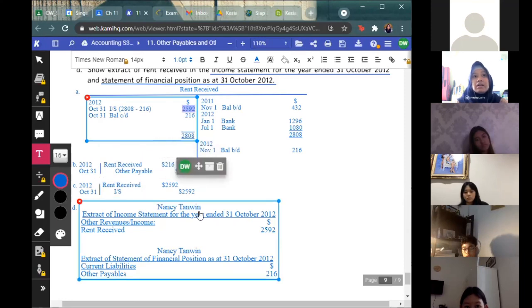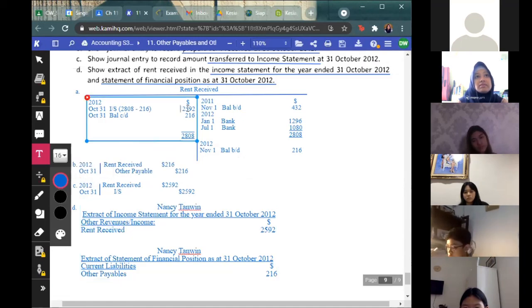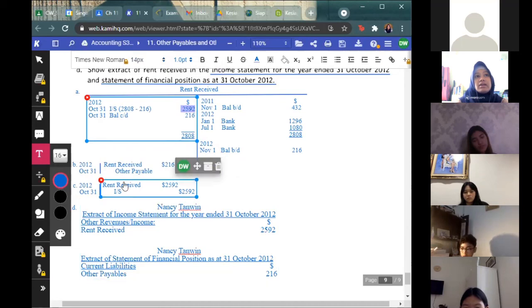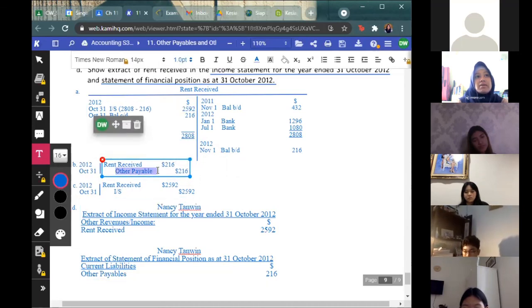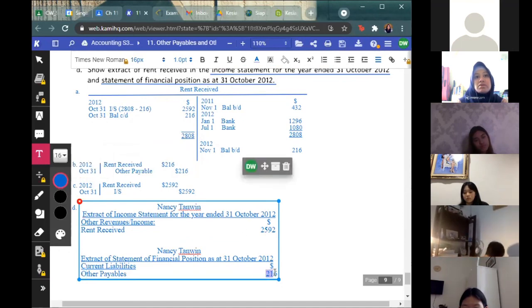Okay. Last one, since we have rent received as other revenues or income, you have to put this heading and then you put rent received. The amount will be the amount of your IS. And then since you also have other payable, in the statement of financial position, it is under current liabilities. Put down the name of other payables and then put down the amount, which is 216.